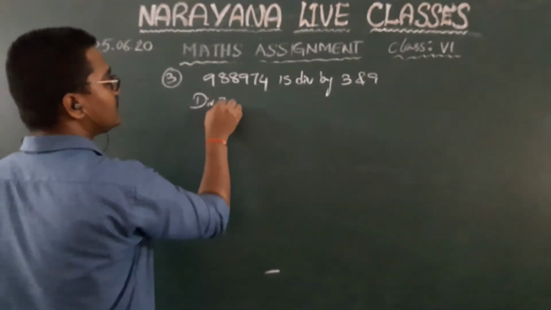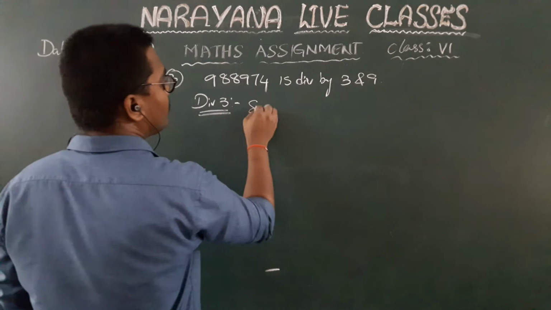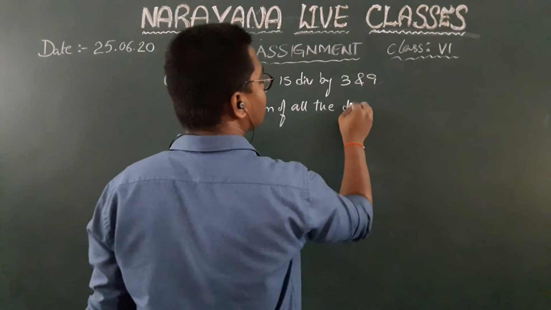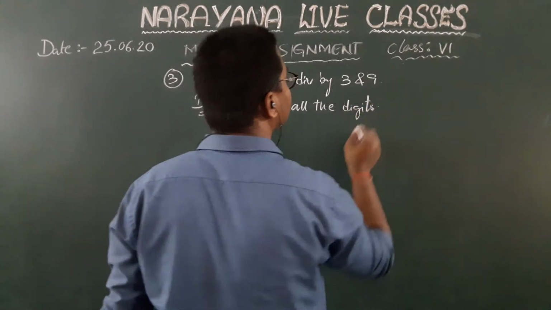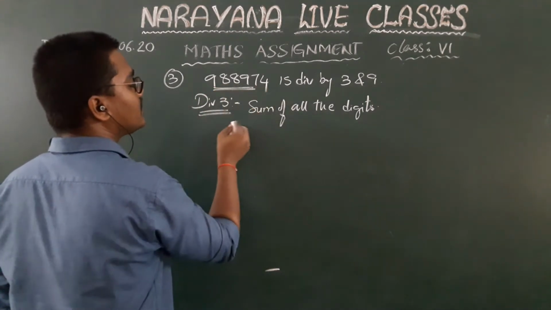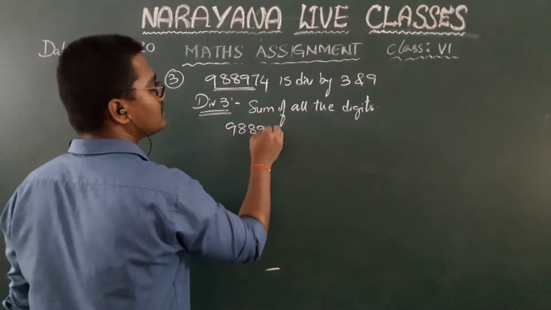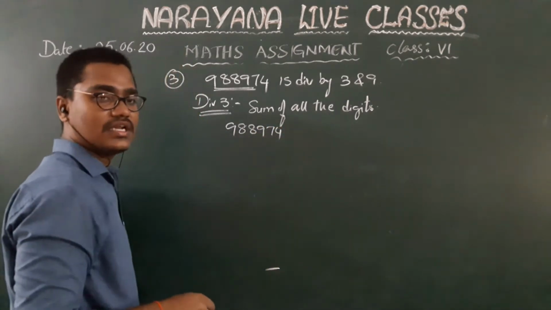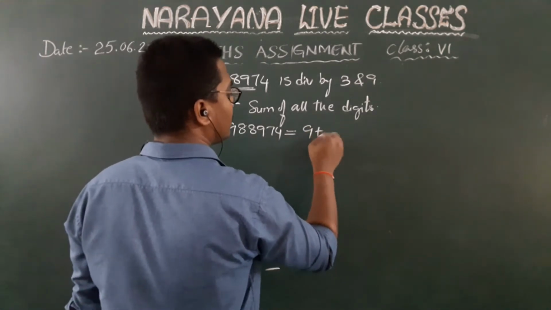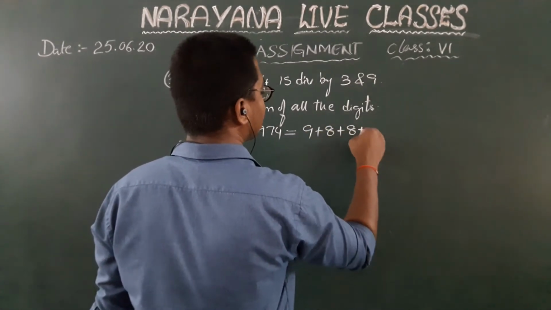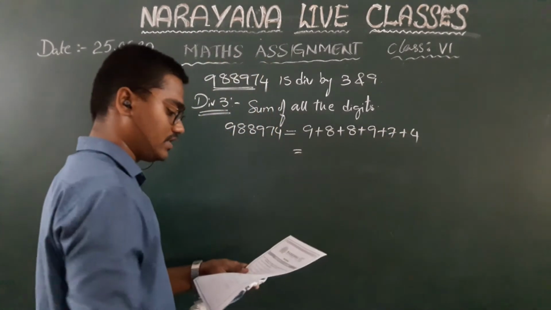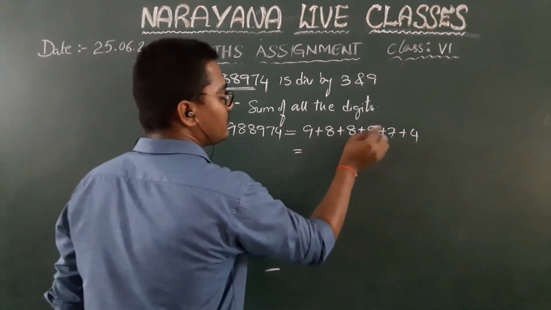The divisibility rule for 3 is the sum of all the digits of a given number. If the sum of all the digits is divisible by 3, then we can say the number is divisible by 3. Consider the number 9,88,974. Add all these digits: 9 plus 8 plus 8 plus 9 plus 7 plus 4. The resultant answer will be 45.